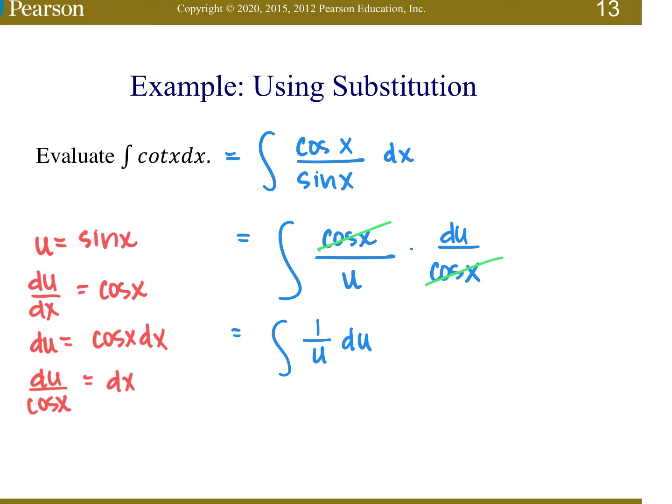And that has its own special antiderivative, doesn't it? What is the antiderivative of 1 over u du? ln absolute value of u plus c, which would then be the ln of the absolute value of sine of x plus c. And that was our final example.